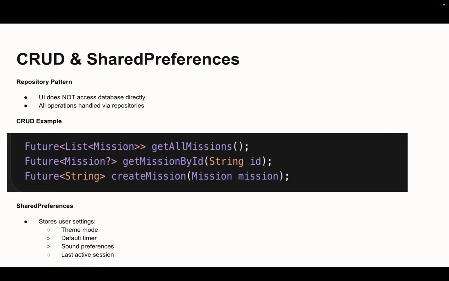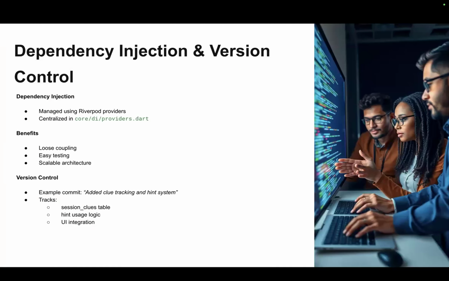Coming to dependency injection and version control, we have implemented dependency injection using Riverpod providers. This centralizes object creation and reduces the tight coupling between components. For version control, we used Git, and each feature was developed with structured commits. For example, implementing the hint system involved database changes, logic updates, and UI integration.